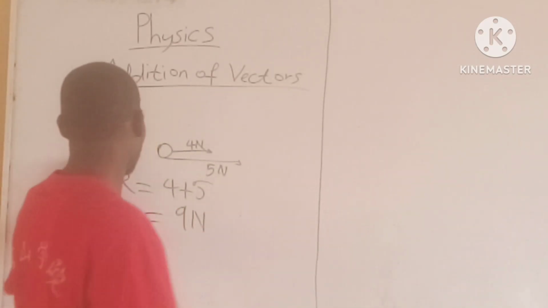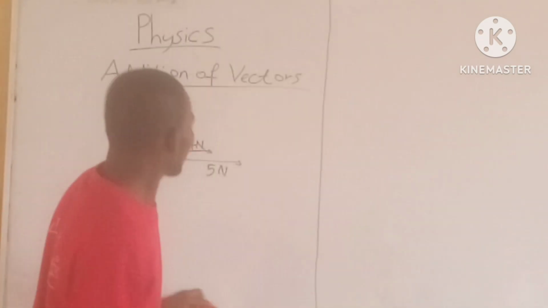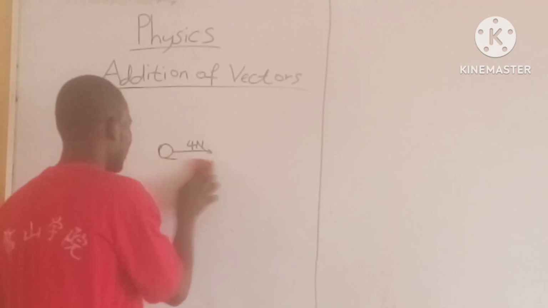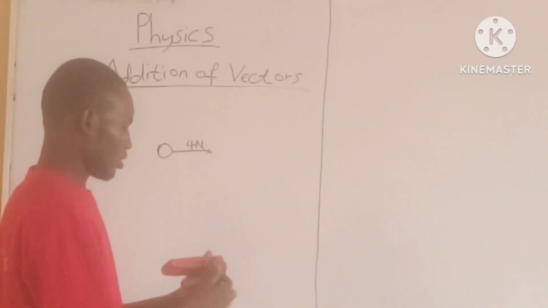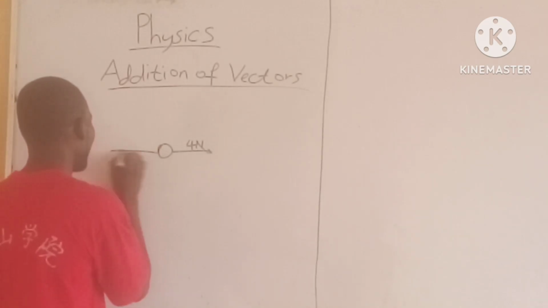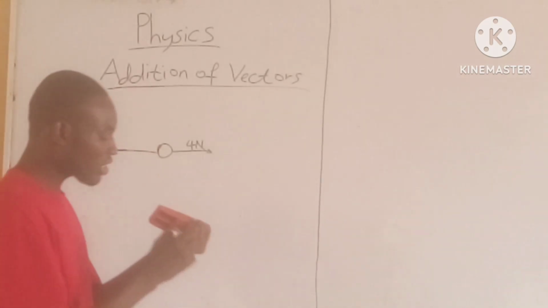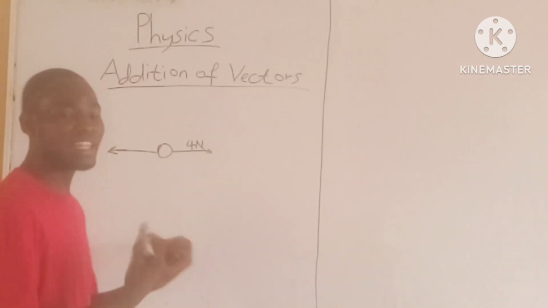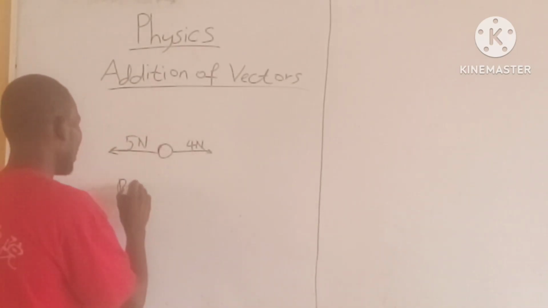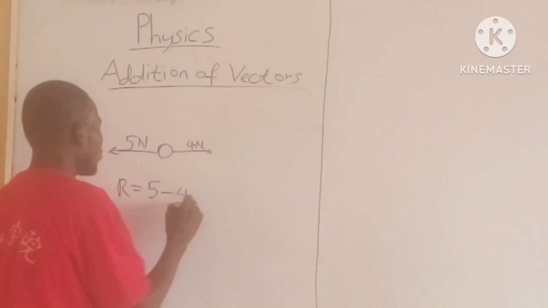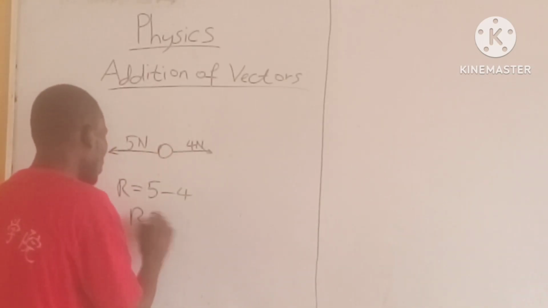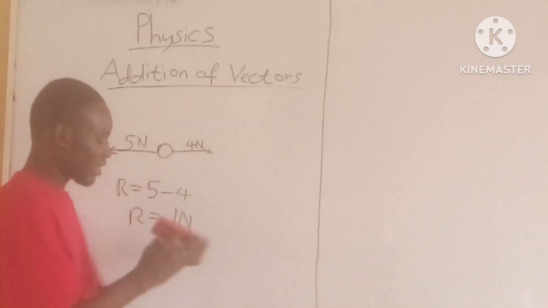Now, suppose that these forces are in opposite directions. Let's say this 5 Newton is acting here. What is the resultant force or the net force? The resultant force will be 5 minus 4. Why? Because they're in opposite directions. So the resultant force will be 1 Newton.